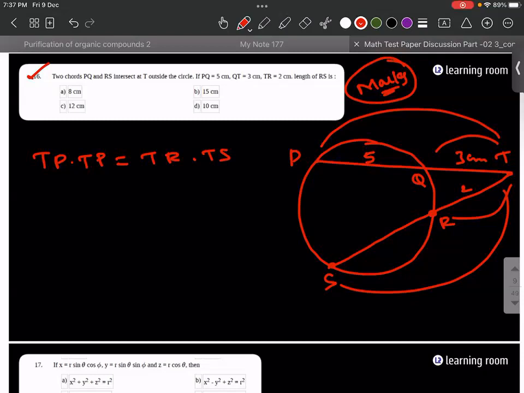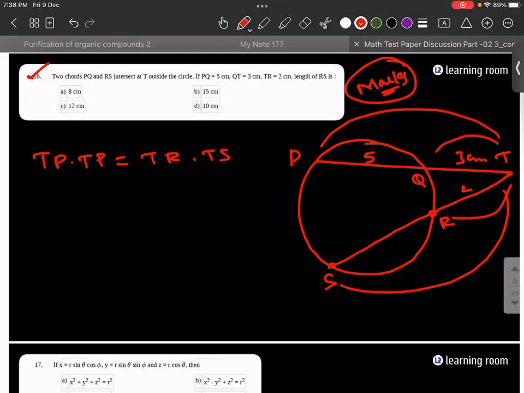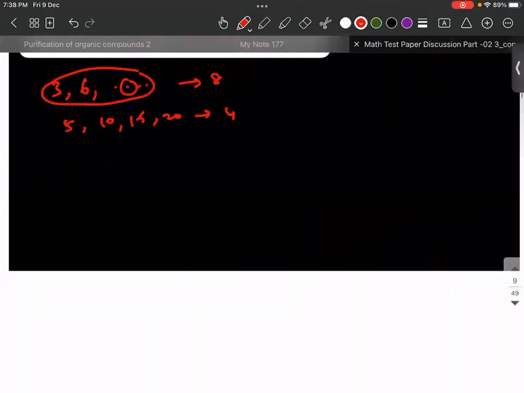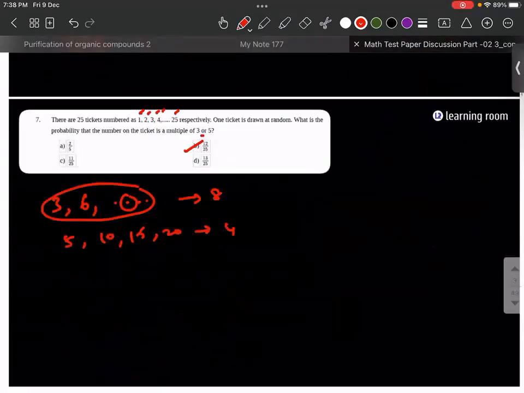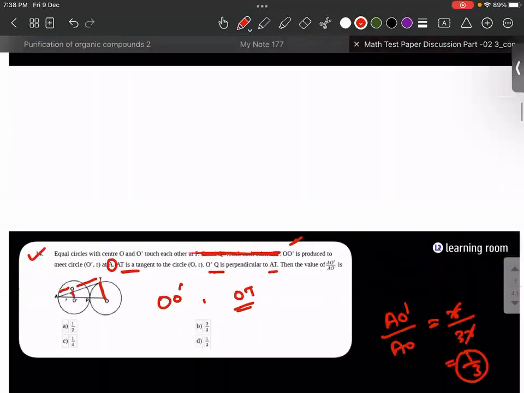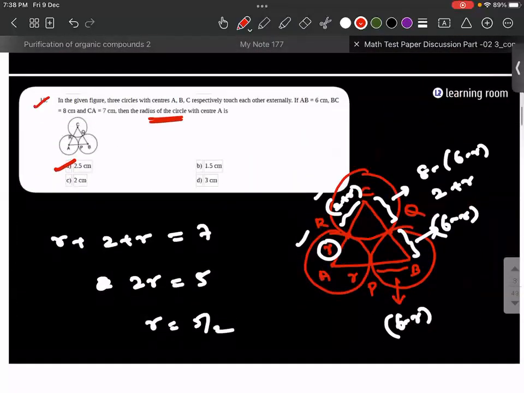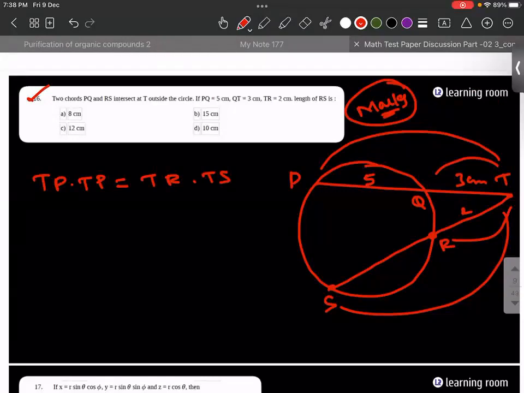MCQs. So what was the other question where I told marks will be awarded? 4 and 5, I guess. That centroid one, no? Yes, sir. 4 and 5. If you have the question paper, just make a note. 4, 5, and 16. Okay.